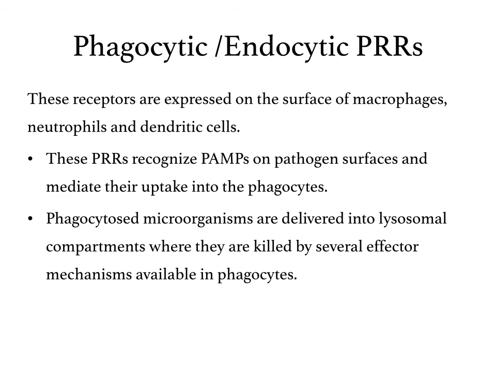The second category of receptors are the phagocytic or the endocytic receptors. These receptors are expressed on the surface of the macrophages, neutrophils, and the dendritic cells. As the name implies, these pattern recognition receptors recognize the pathogen associated molecular patterns on the pathogen surfaces and mediate their uptake into the phagocytes. The phagocytosed microorganisms are delivered into the lysosomal compartments of the phagocytes where they are killed by several effector mechanisms that are available in the phagocytic cells.